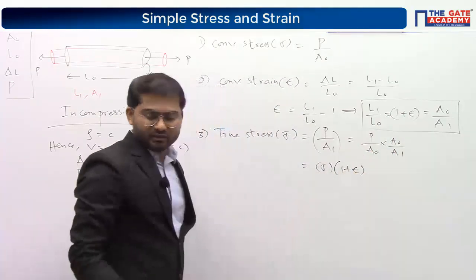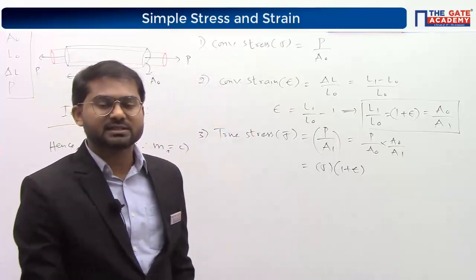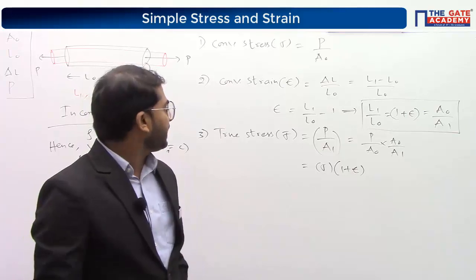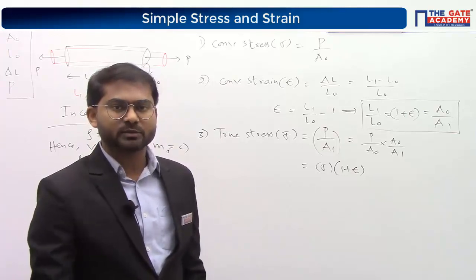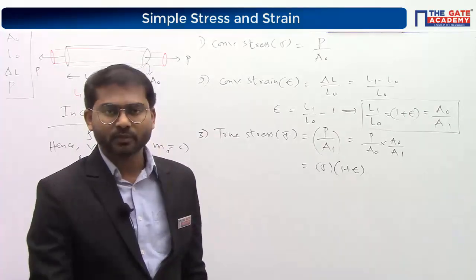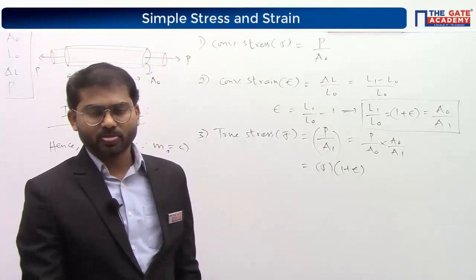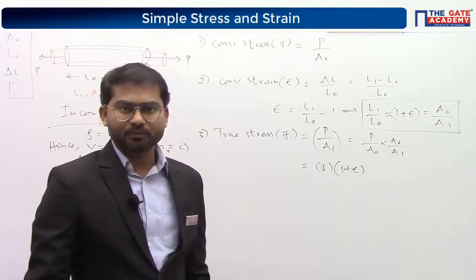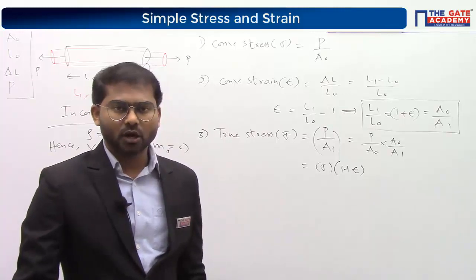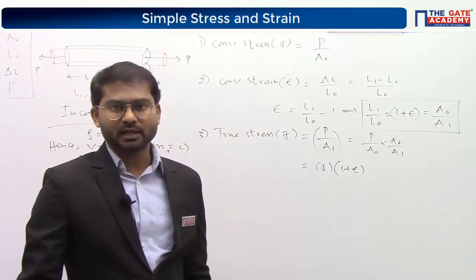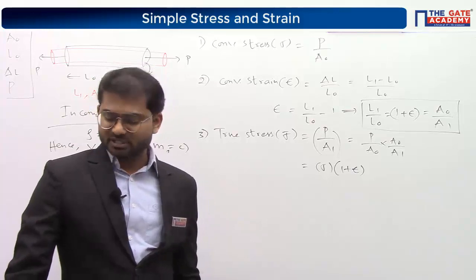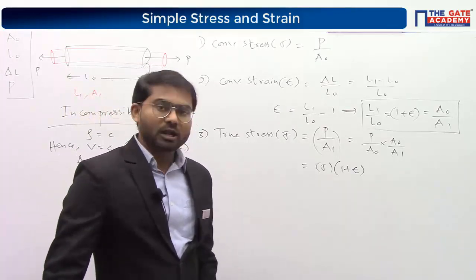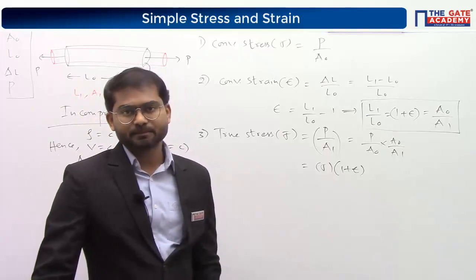So if you know conventional stress sigma and conventional strain epsilon, we can get the value of true stress for an incompressible material just by using this equation. Understand? Clear? So for an incompressible material we can use this formula. But if it is a compressible material, and generally every metal on earth is compressible, you're going to understand it more clearly later. We cannot apply that formula for those materials.